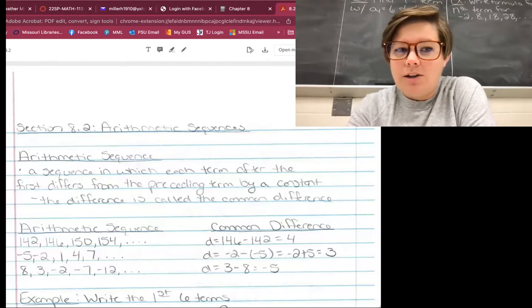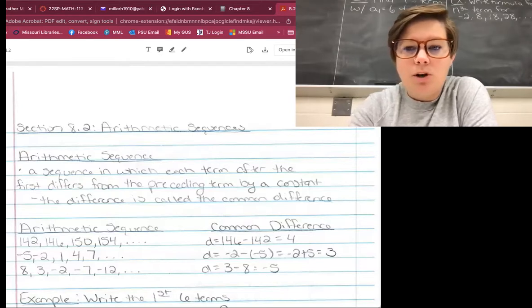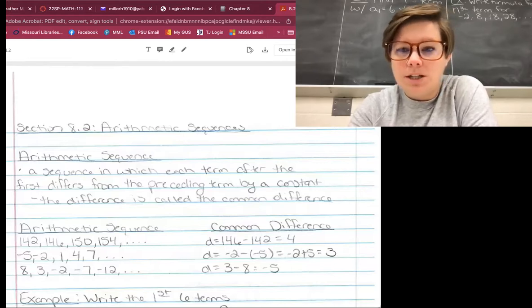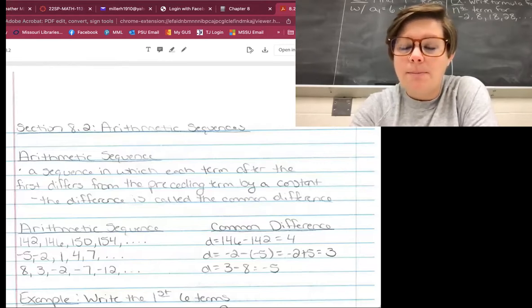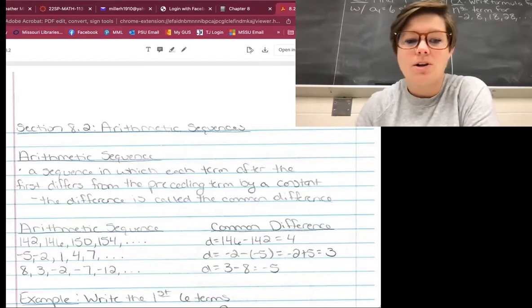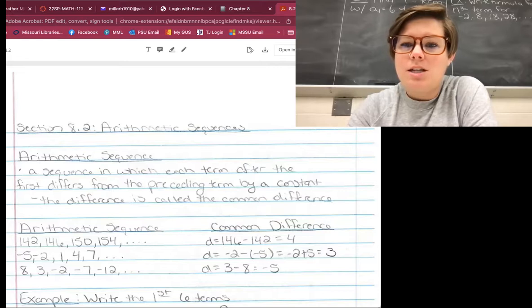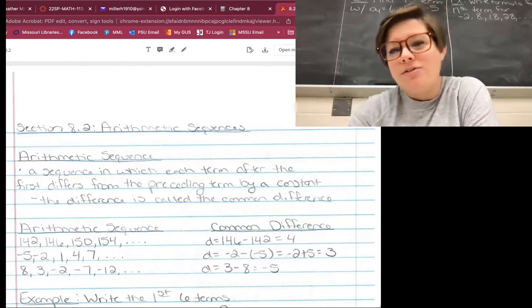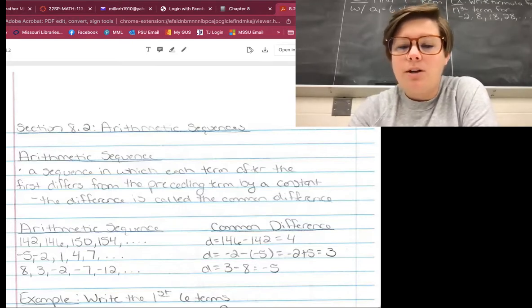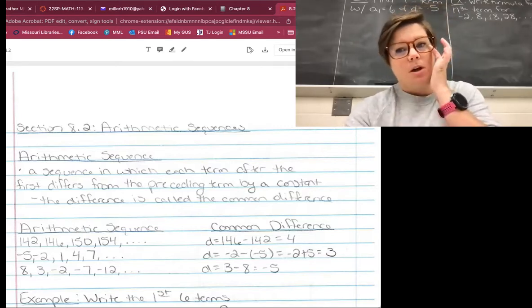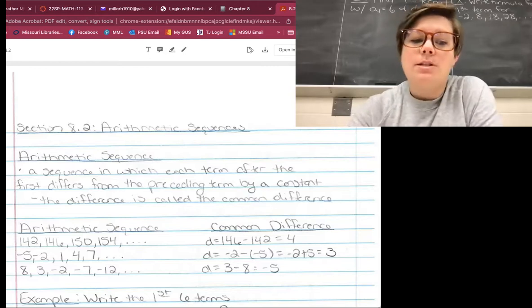If you look at the word arithmetic, you'll notice it looks a lot like the word arithmetic. And that's because you're going to use arithmetic, or addition and subtraction, in order to come up with what each of the next terms are. One of the most well-known ones is the Fibonacci sequence. That is an arithmetic one, but you have to know the first two terms for that one, because you have 1, 1, 2, 3, where you're adding the two previous terms. But arithmetic sequences have a common difference.